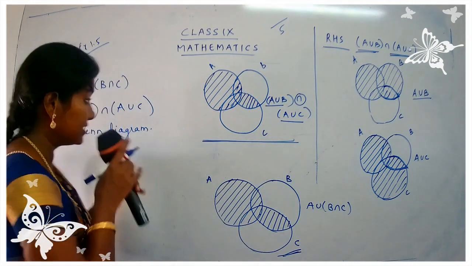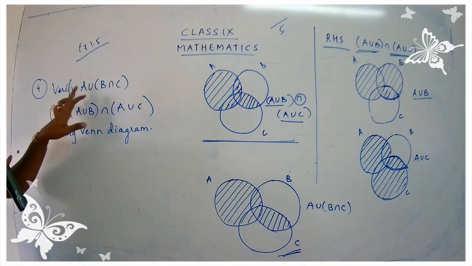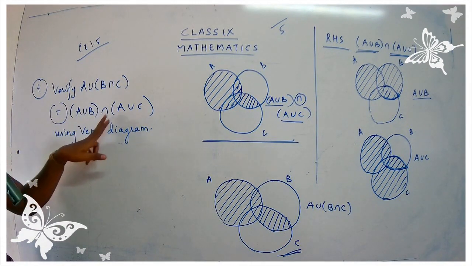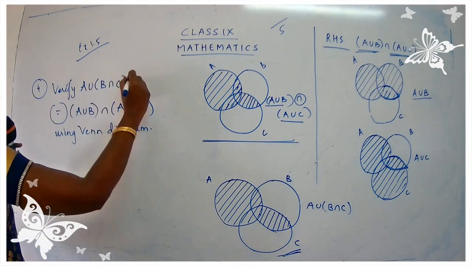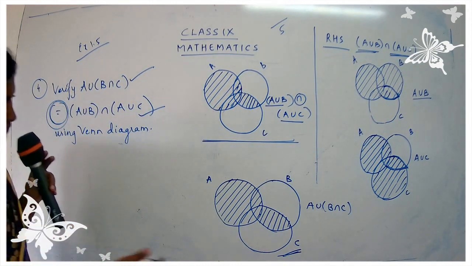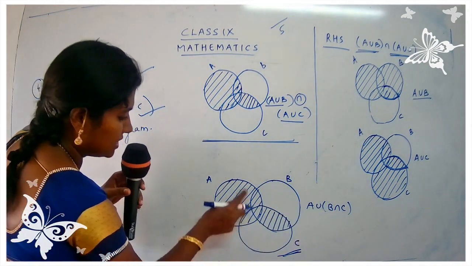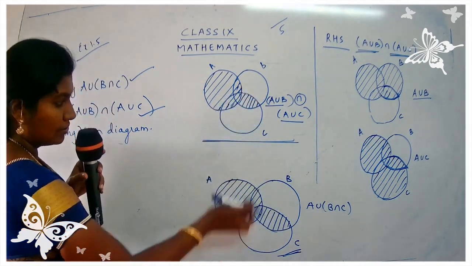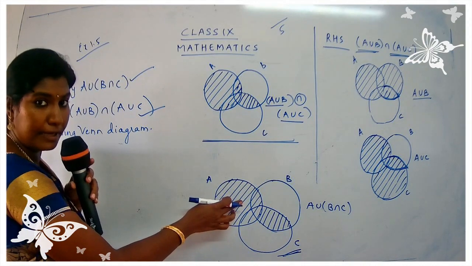The LHS is equal to RHS. Verify A union B intersection C is equal to A union B intersection A union C. That means this part and this part should be equal. Just check. A union B intersection C. A is fully shaded and the common part is shaded. See? So they are shaded. Are you getting my point, children?